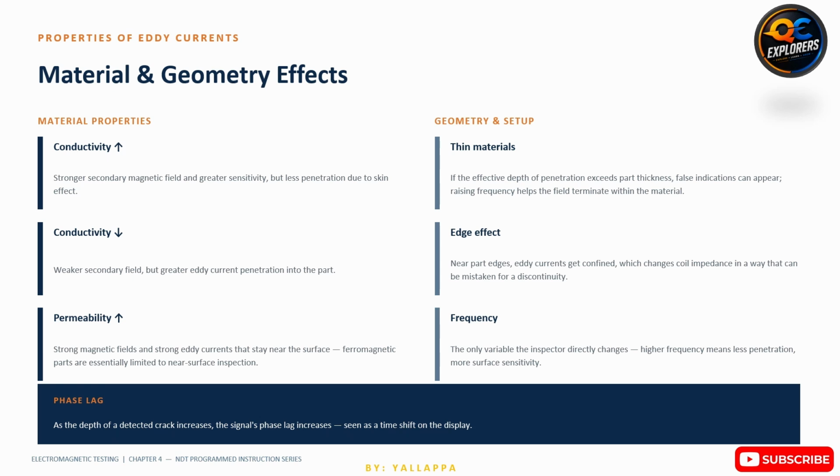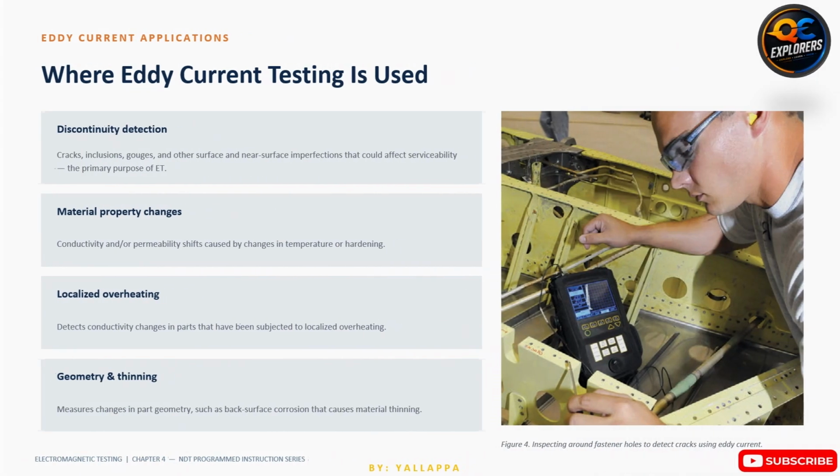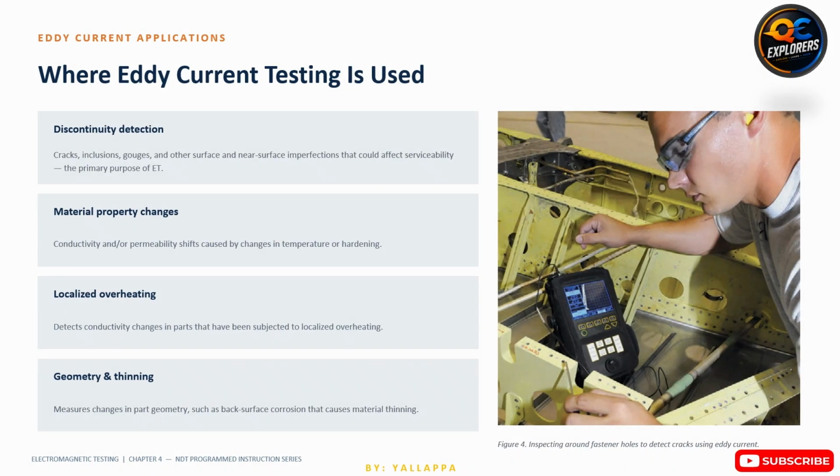Now that we understand these influencing factors, let's examine where eddy current testing is applied throughout industry. Eddy current testing has become one of the most versatile inspection methods because it can detect defects, evaluate material properties, and measure dimensional changes without damaging the component. The primary application is discontinuity detection. Surface cracks, fatigue cracks, seams, laps, inclusions, gouges, and other near-surface defects interrupt the flow of eddy currents, creating measurable changes in the inspection signal.